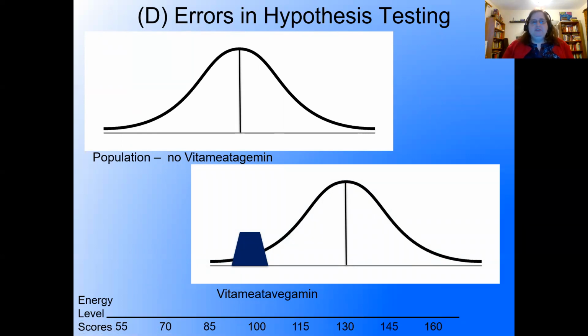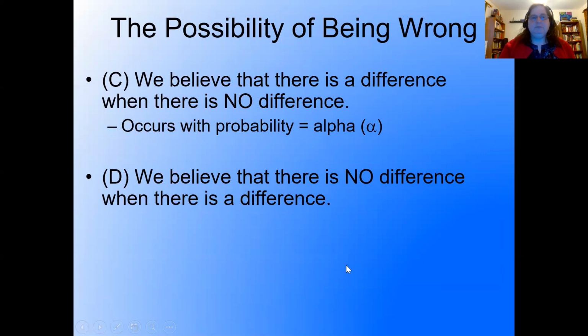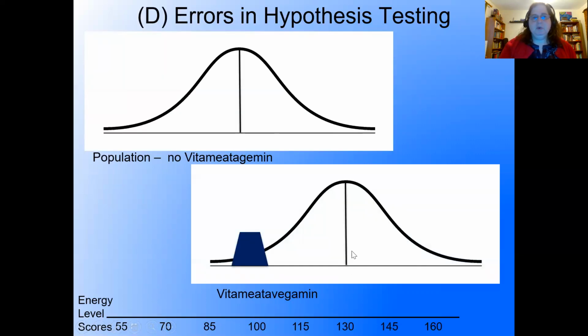So maybe you didn't reject the null, but if we look over here, if we had had access to the whole population, we probably should have. Because look, again, we're in that same situation as before, where we're well beyond 2 standard deviations away from the no vitamin A vegemin mean. Okay.